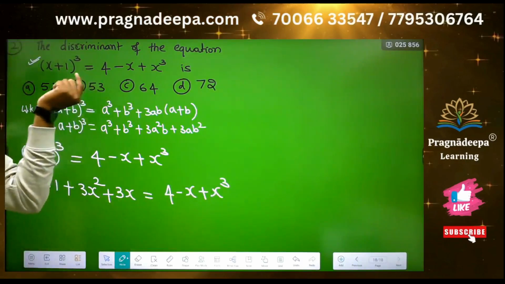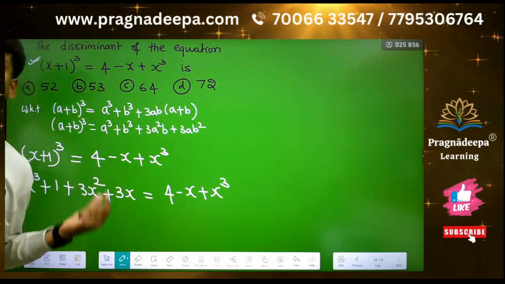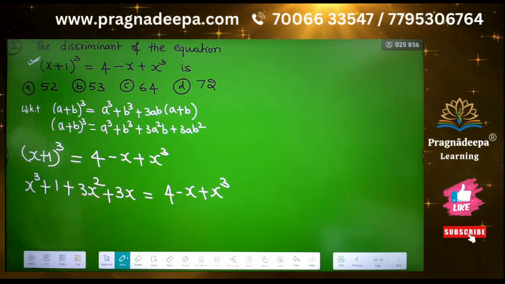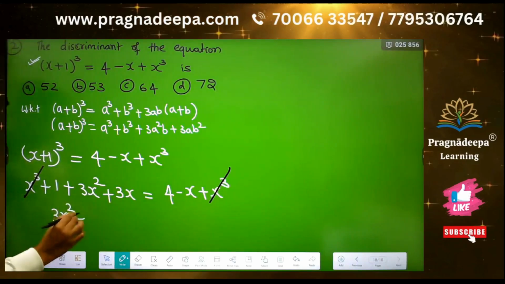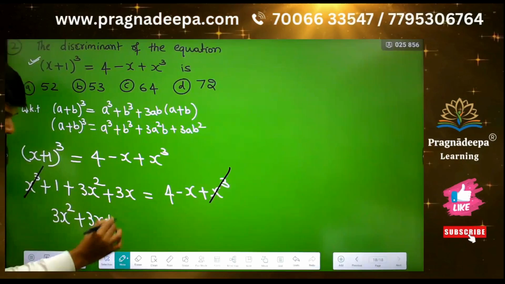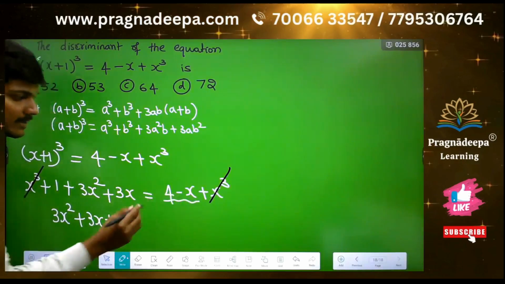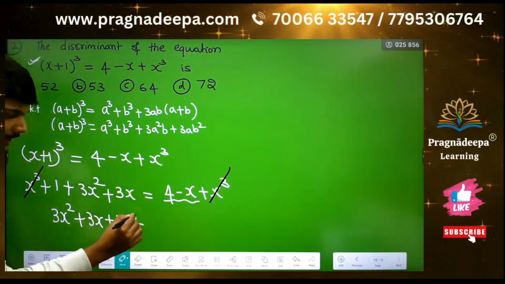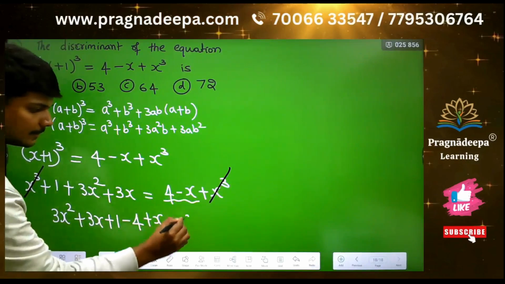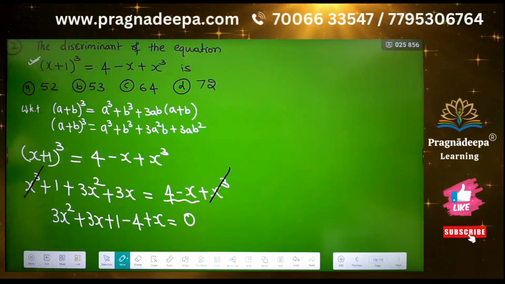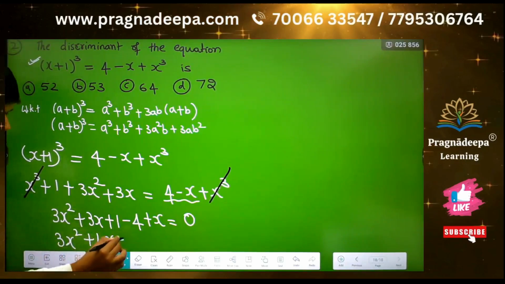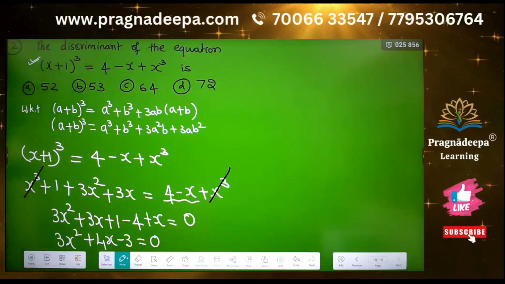So what I'm doing here, I'm applying the identity a plus b whole cube. Okay. So observe here, we have x cube here, x cube here. Cancel ಆಗಿದೆ ಅಲ್ವಾ? So we are left out with 3x square plus 3x plus 1. So if I take out this 4 minus x to left hand side, it becomes minus 4 plus x, which will be equal to 0. So finally I have 3x square plus 4x minus 3 is equal to 0.